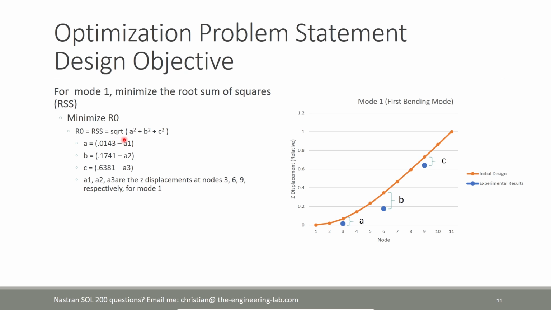So here what we are going to do is define a term called A1, A2, and A3. A1 represents the relative displacement for mode 1 at node 3. A2 represents the relative displacement at node 6 for mode 1, and here the same for node 9. Then we are going to take the difference between the experiment and the finite element value, and we are going to repeat the process here for term B and C. We're going to take again the root sum of squares, and we are going to minimize this.